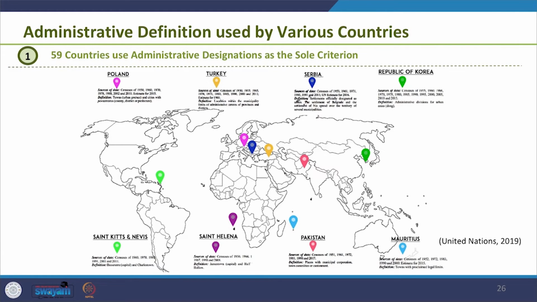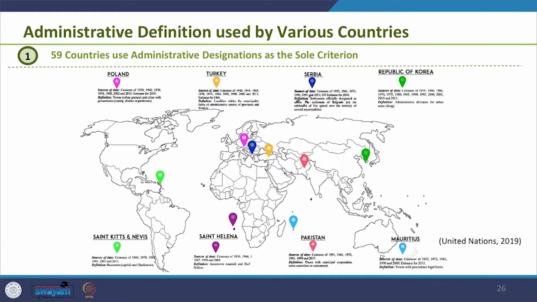So here we see Poland, which you can find somewhere here. They use towns and cities with Povest status. In this country, they designate which area would be urban. Likewise, we see Turkey here. Turkey also does the same. We find it here, and they also use the same administrative designation to identify the urban area. Serbia, we see here, also does the same thing.